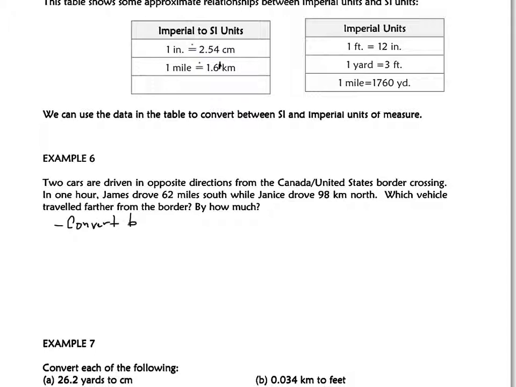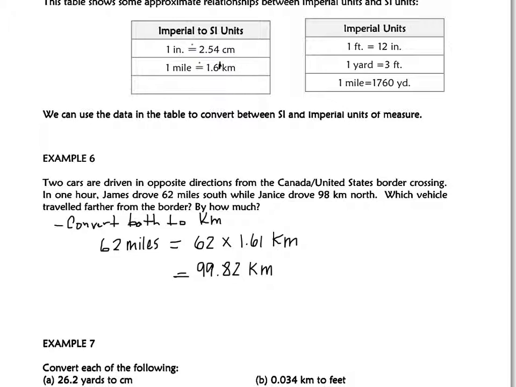So convert both to whatever measurement system. We know that the relationship is 1 mile is 1.61 kilometers, so I'm going to convert both to kilometers. So 62 miles. And again, this one's not too hard. You don't really need to use conversion factors for this, because every mile is 1.61 kilometers. So 62 miles would be equal to 62 times 1.61 kilometers, which is 99.82 kilometers.